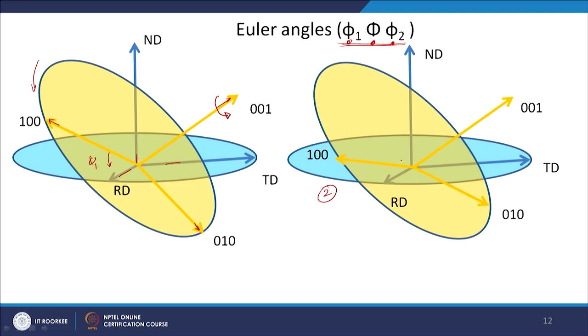So, any rotation if I give, this will bring this parallel to ND, okay. So, I know how much rotation I have to give. I have to give a rotation on 100 now, so that this comes and becomes coincident with the ND, okay. So, let us say that is my capital phi.